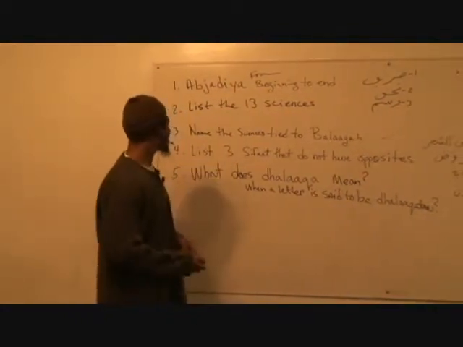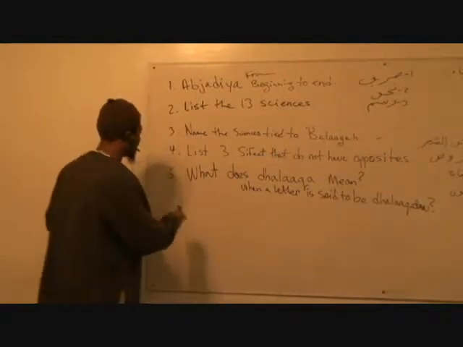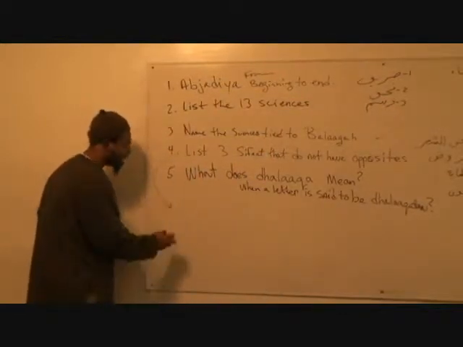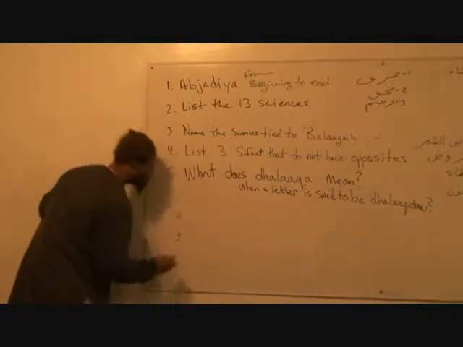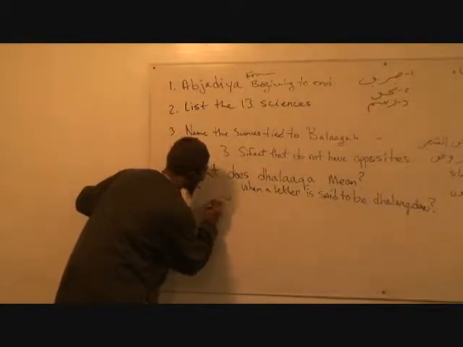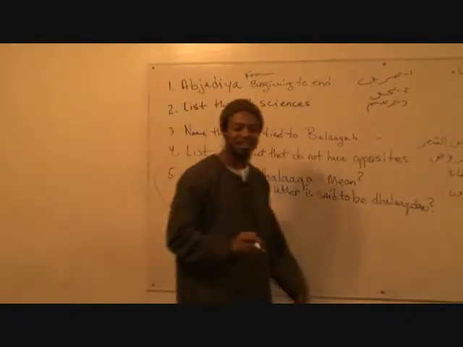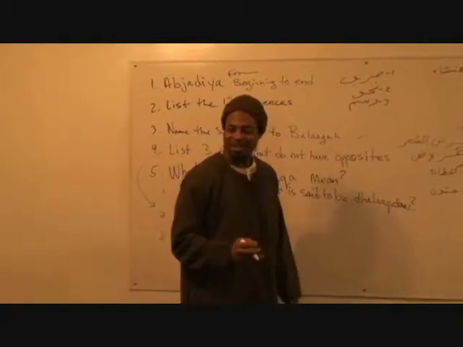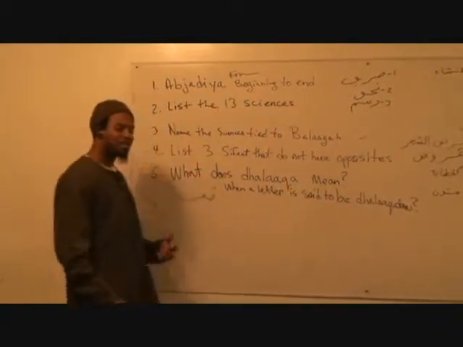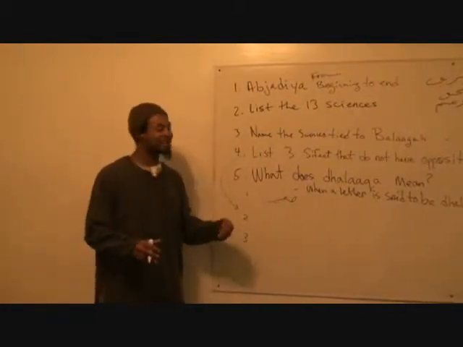Anyway, list the three sifat that do not have opposites. Just three sifat. Name three. One, two, three. We want three sifat. Safir. Hey, you guys are looking soft today. Safir is the sound of a whistle, right? So we have safir, that whistling sound. Give me another sifat that doesn't have an opposite.